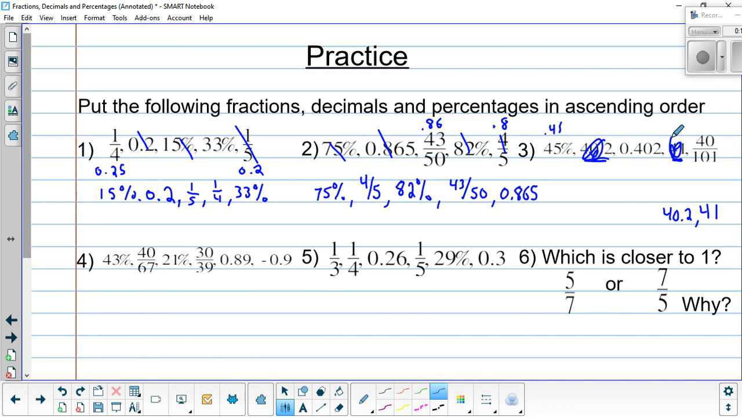Next, I don't know what 40 over 101 is, but I know 40 over 100 is 0.4. So I know that that is actually my smallest, so I'm just going to write 40 over 101. If they don't actually ask you to show work, you can use your common sense with some of this, and use quick estimating and judgments. You'll get that. Moving on to question 4.